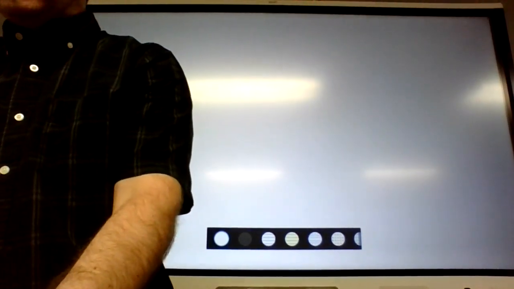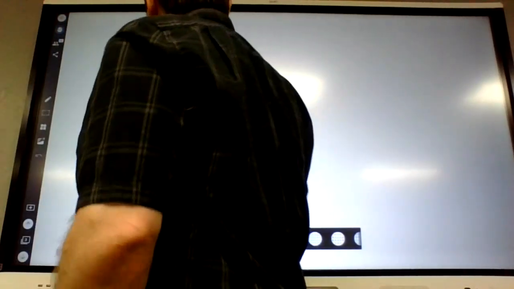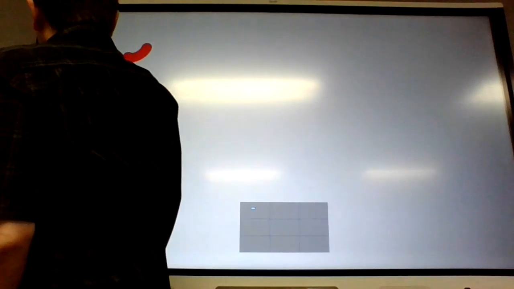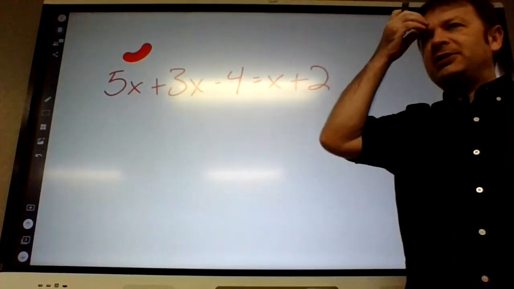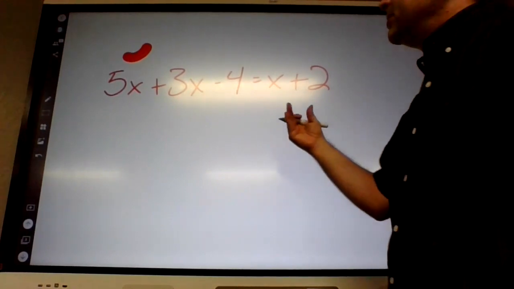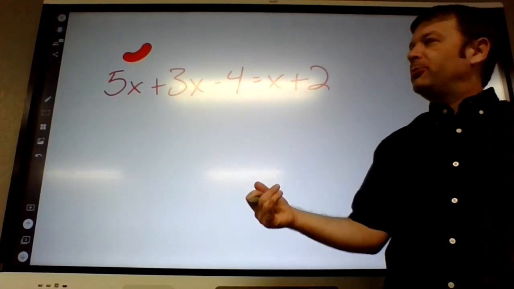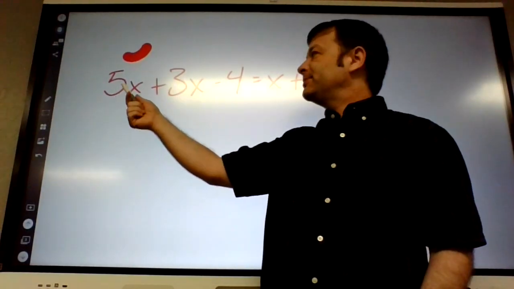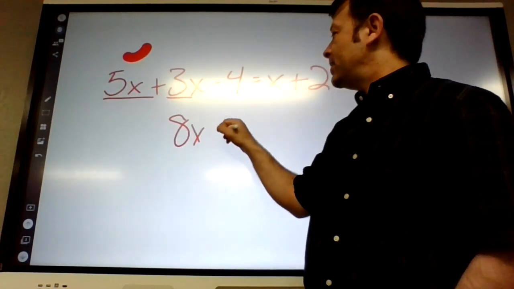We'll do one example today before we jump in. Minus 4. So, you guys might recall from yesterday that we had to simplify each side of the equation before we moved on. So, what can we do to simplify this side of the equation? Right, we can add our like terms. 5x plus 3x is 8x.